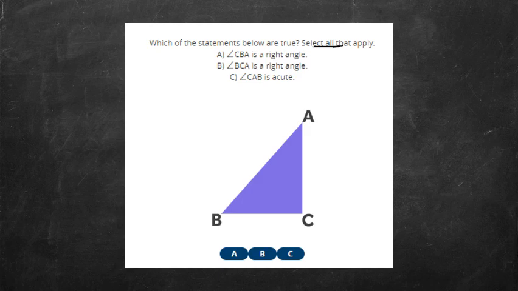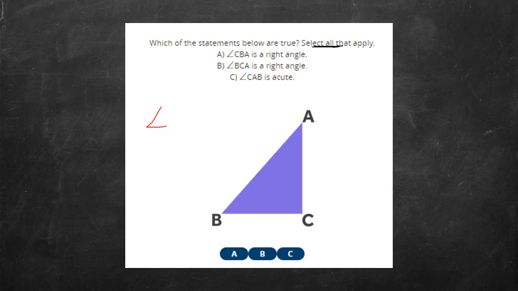Well, let's look at angle CBA. Here is angle CBA. Does angle CBA form a right angle? Of course not. It forms an acute angle. All right. Let's look at B.